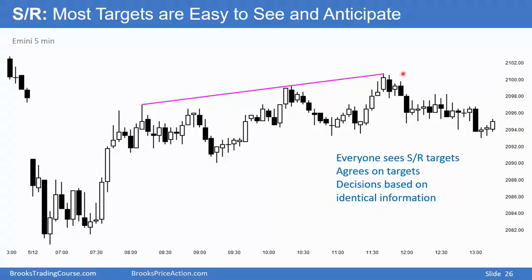Spike, pullback, channel, 3 pushes, 1, 2, 3. Very often a spike in a channel has 3 pushes. Bulls will look to take profits around the top of the channel.